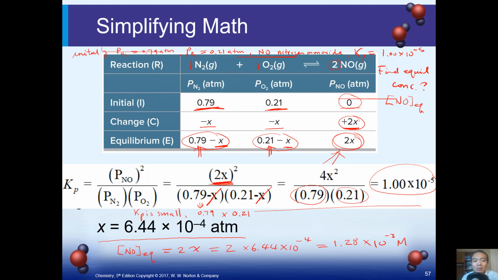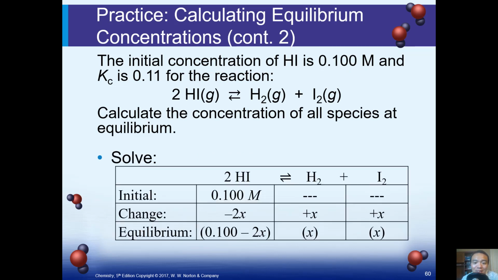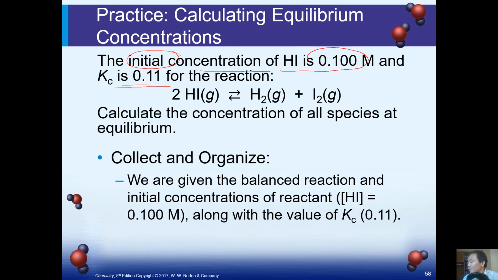Let's do maybe one more example we have over here. In this case, we tell you the initial concentration the same way, and we give you the K. How do you do this problem? You use the ICE table and make the change a certain number of x's. Then you solve for x. That's exactly how you do it. Okay? You see that? That's how you do it.